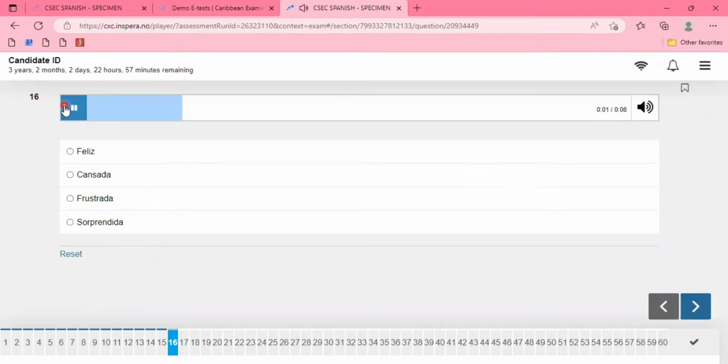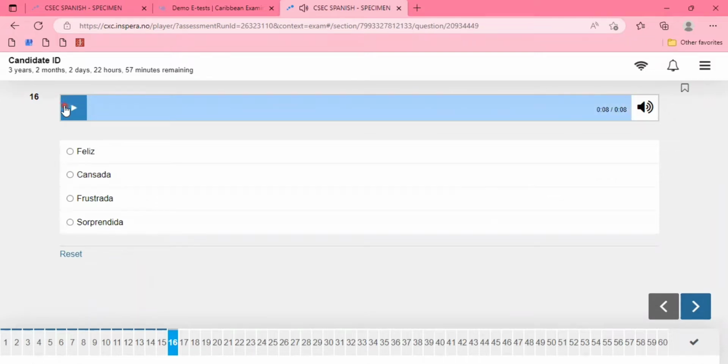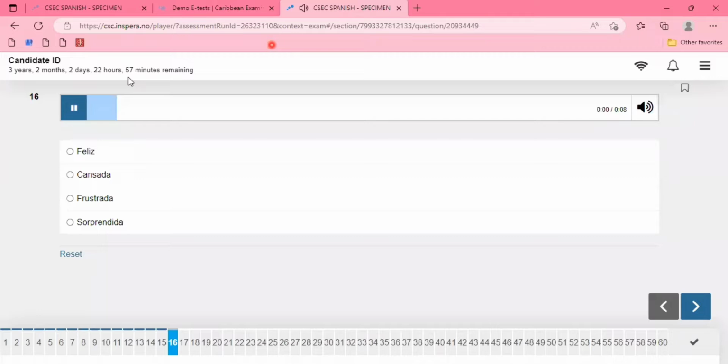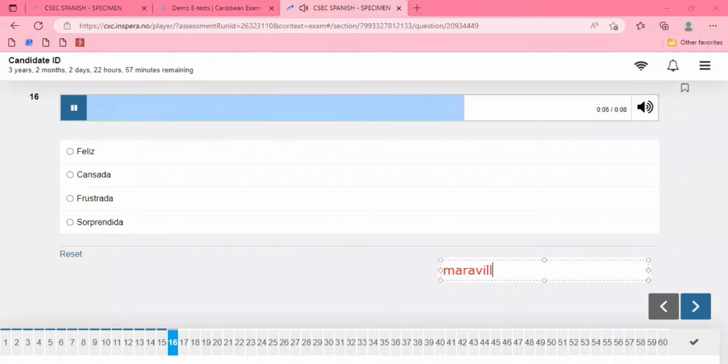Pregunta 16. ¿Qué día tan maravilloso? ¡Qué alegría! ¿Cómo se siente esta persona? Pregunta 16. ¡Qué día tan maravilloso! ¡Qué alegría! ¿Cómo se siente esta persona?